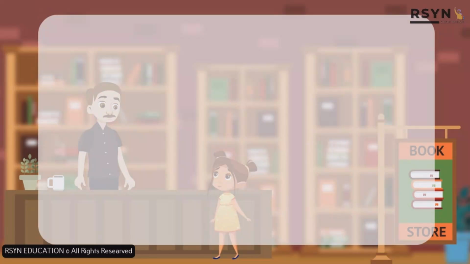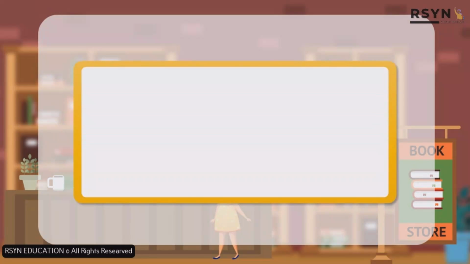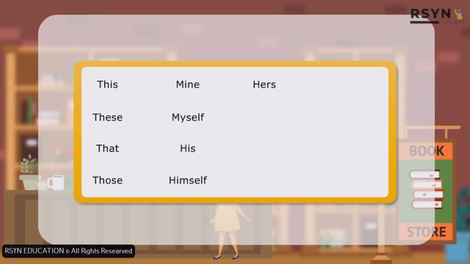Here is a list of some pronouns: this, these, that, those, mine, myself, his, himself, hers, herself, we, us, theirs, themselves.